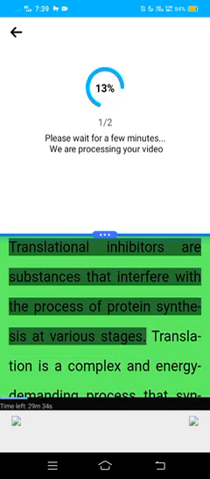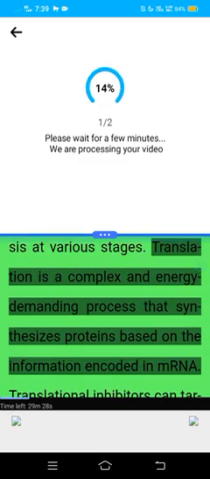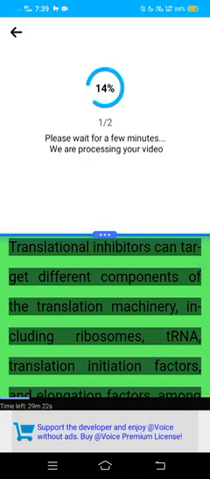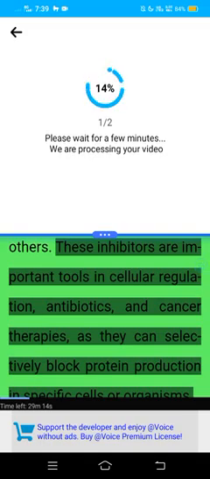Translational inhibitors are substances that interfere with the process of protein synthesis at various stages. Translation is a complex and energy-demanding process that synthesizes proteins based on the information encoded in mRNA. Translational inhibitors can target different components of the translation machinery, including ribosomes, tRNA, translation initiation factors, and elongation factors, among others. These inhibitors are important tools in cellular regulation, antibiotics, and cancer therapies, as they can selectively block protein production in specific cells or organisms.